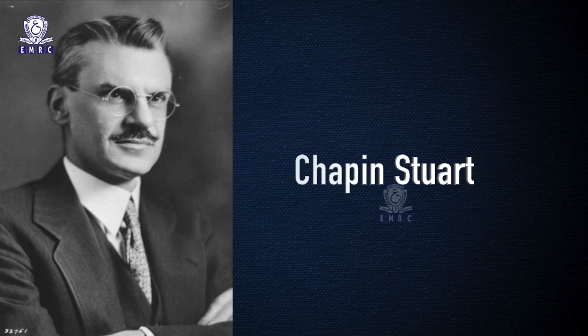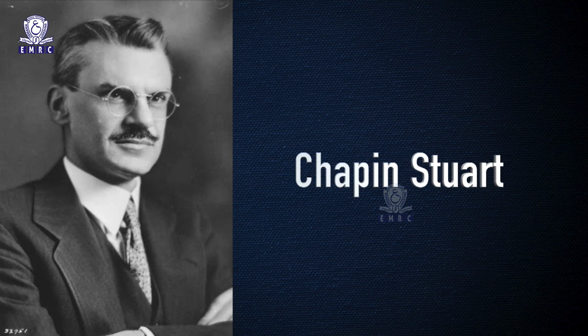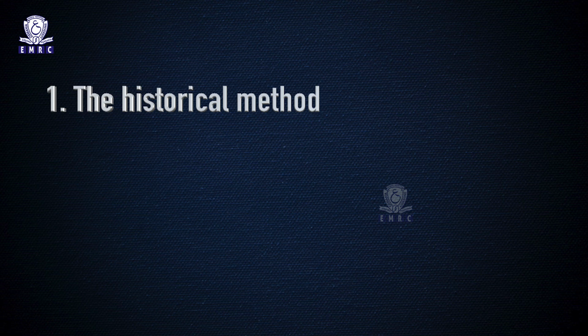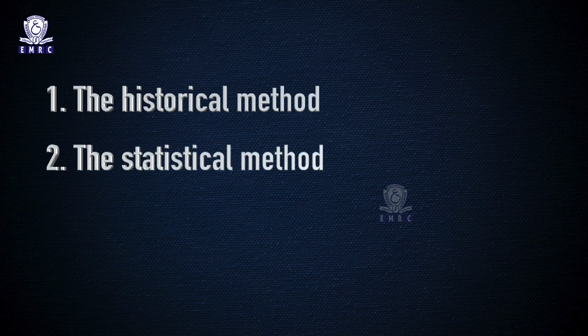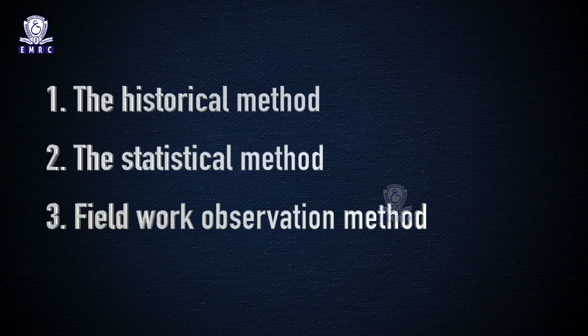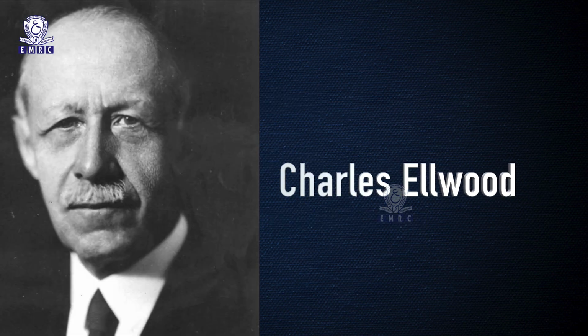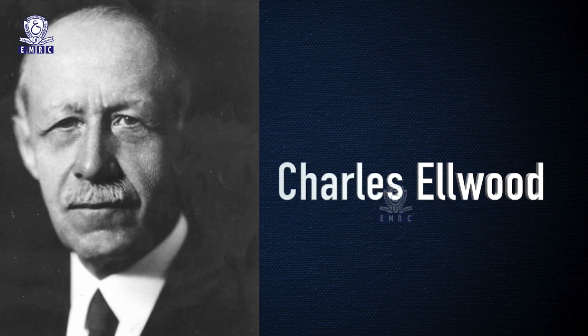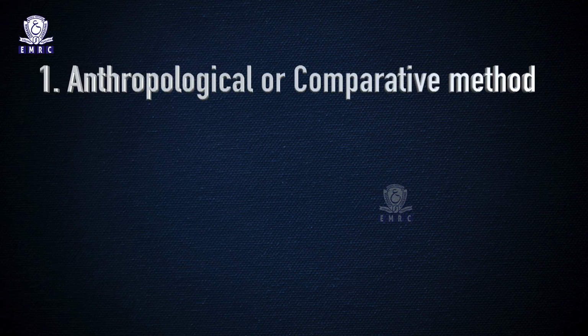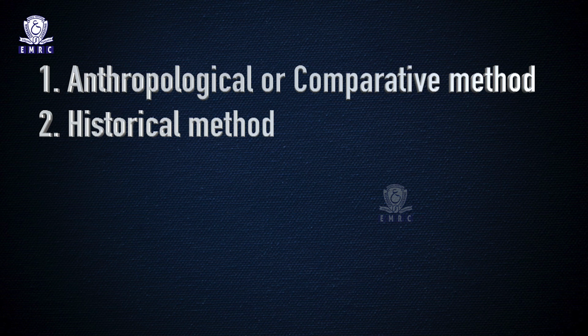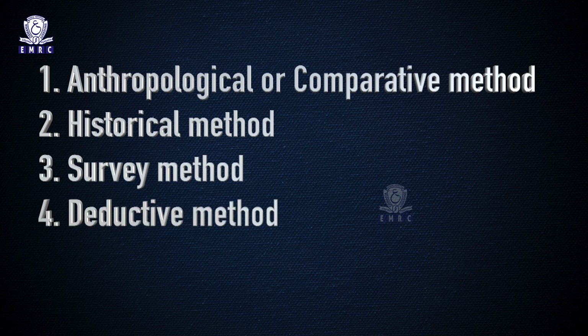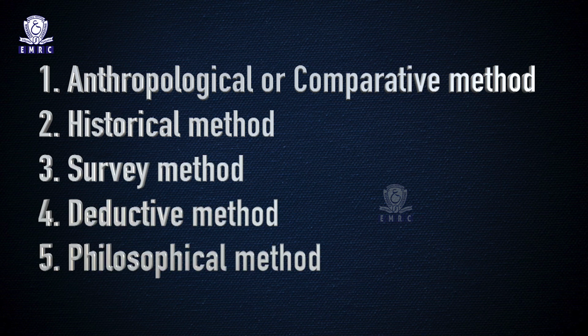According to the American sociologist Chapin Stewart, there are three main methods of sociology. These are the historical method, the statistical method and fieldwork observation method. Charles L. Wood, American sociologist, has mentioned 5 methods: anthropological or comparative method, historical method, survey method, deductive method and philosophical method. Let us discuss some of the methods used in sociological research.